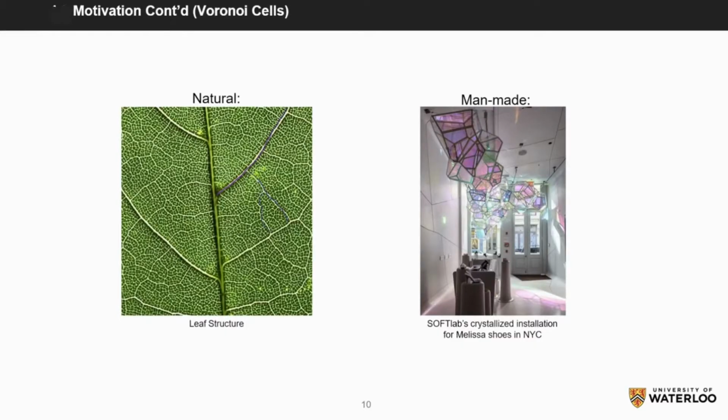Voronoi cells are a new structure form that is currently being studied by many architects. I outlined a portion in purple. The shape is derived from the leaf structure and is initially being used in art installations such as the Soft Labs crystallized installation for Melissa shoes, as well as facades. I outlined this in green. These cells are easily constructed with computer software such as Grasshopper.